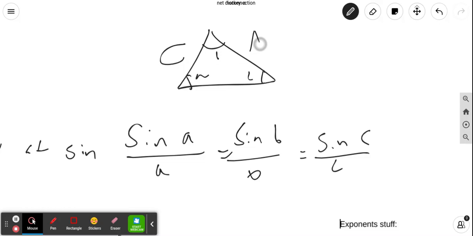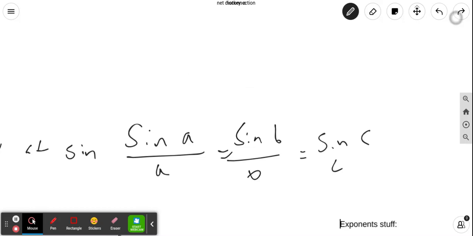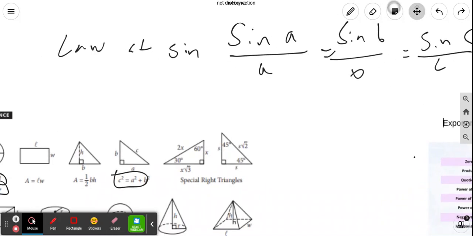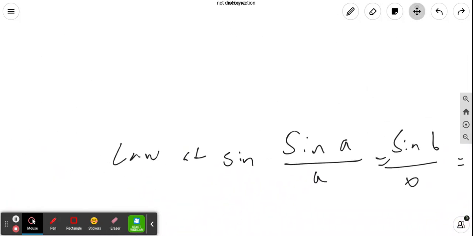That's C. It's A. It's B. Sine of A over A equals sine of B over B here. If you guys need more help with that, you can request a video. Basically, for law of sines and law of cosines, you want to keep track of what you have.